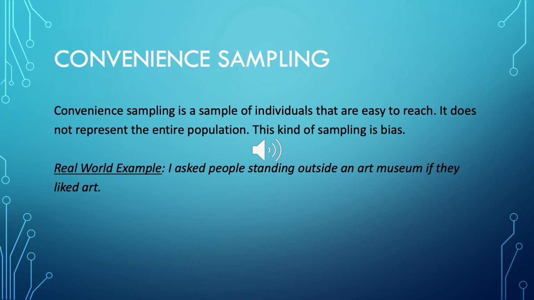Convenience sampling is a sample of individuals that are easy to reach. It does not represent the entire population. And this kind of sampling is subject to probably the most bias. So it's important to know that it's very easy to perform a convenience sample as opposed to some of the other types of sampling that we've talked about, but it is subject to bias, more so than the others.